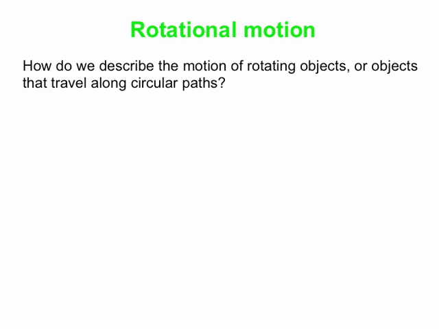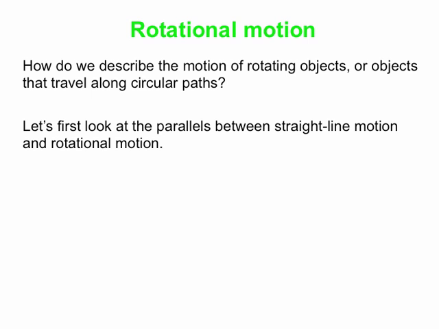So first of all, how do we describe the motion of rotating objects, or objects that travel along circular paths? So this is what rotational kinematics is all about. It's not why it moves in this way, but how it moves in this way. So what we're going to do is start by looking at some parallels between straight line motion, one-dimensional straight line motion, and rotational motion.